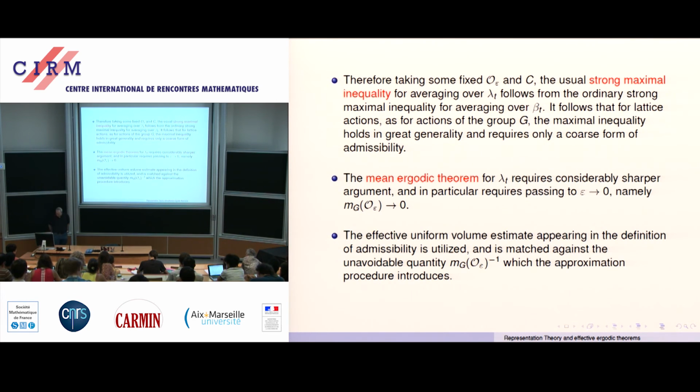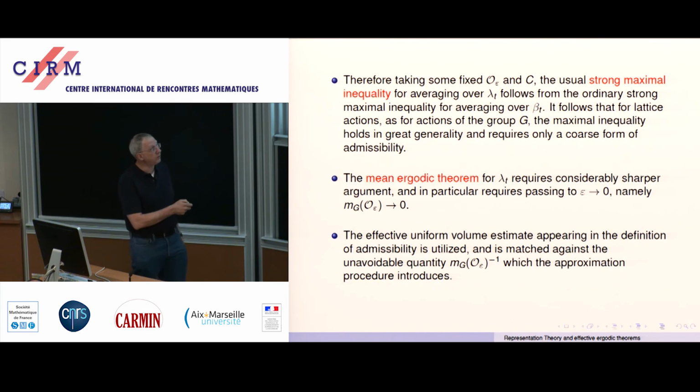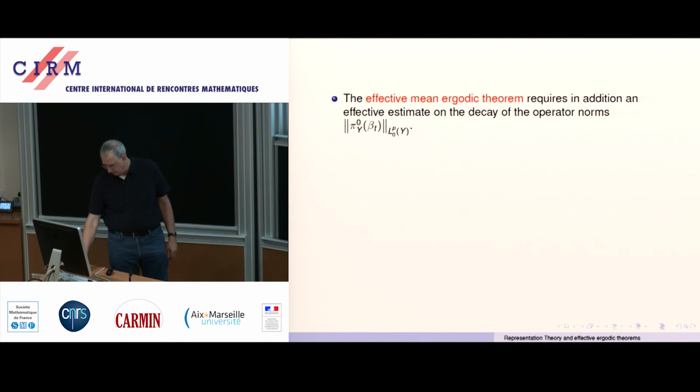And the effective uniform volume estimate, which appears in the definition of admissibility, is then utilized and is matched against the unavoidable quantity. This is a very bad quantity which goes to infinity as epsilon goes to 0. It's going to appear and it's unavoidable, and we have to have something to counterbalance it. And so that's where the technical difficulties lie.